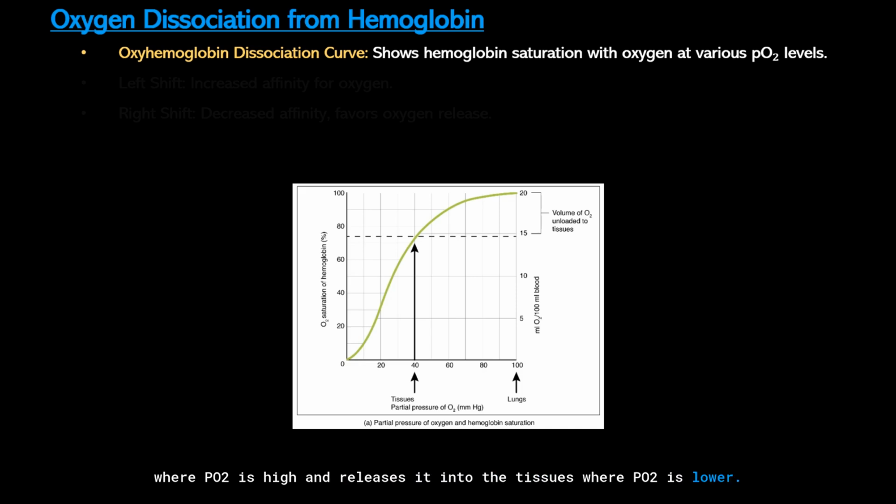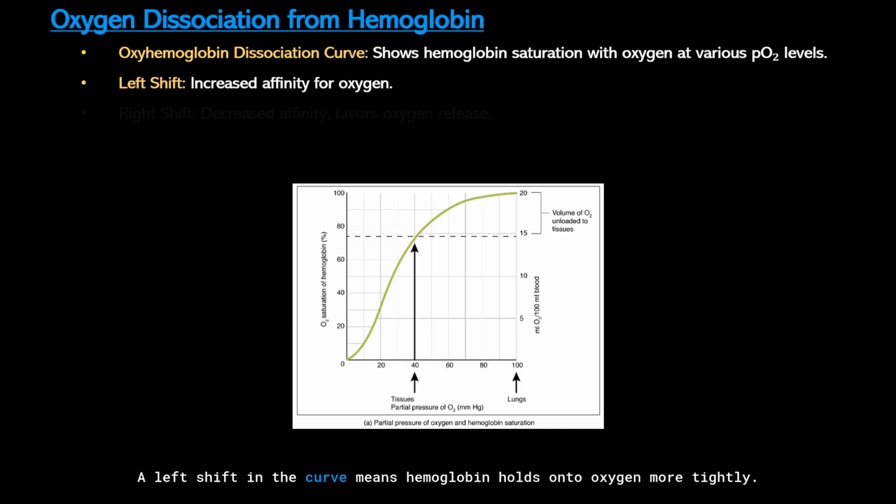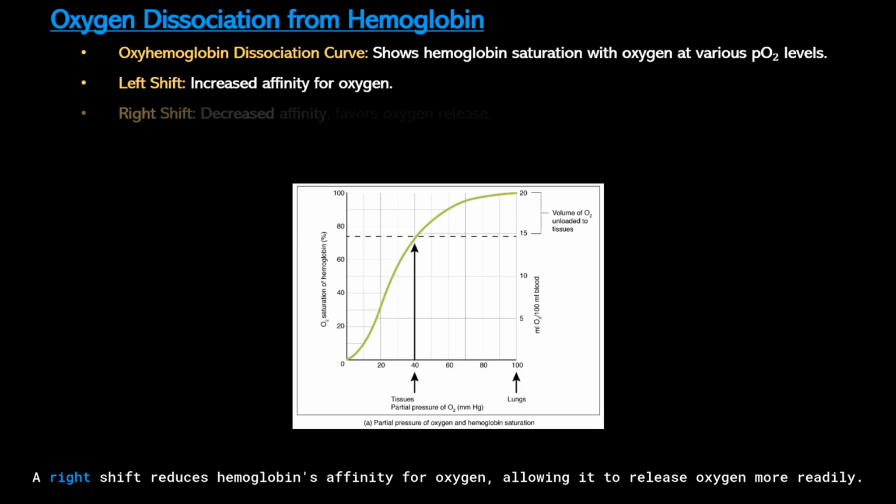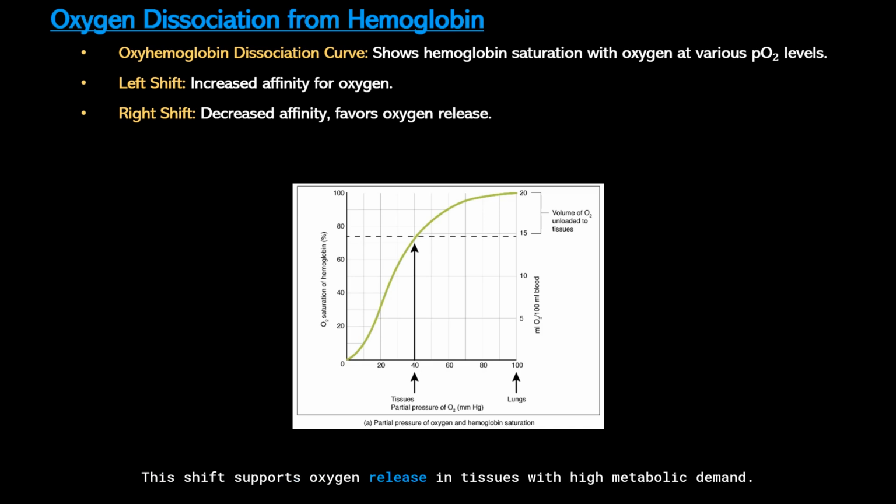A left shift in the curve means hemoglobin holds on to oxygen more tightly. This shift favors oxygen loading in the lungs but reduces delivery to the tissues. A right shift reduces hemoglobin's affinity for oxygen, allowing it to release oxygen more readily. This shift supports oxygen release in tissues with high metabolic demand.